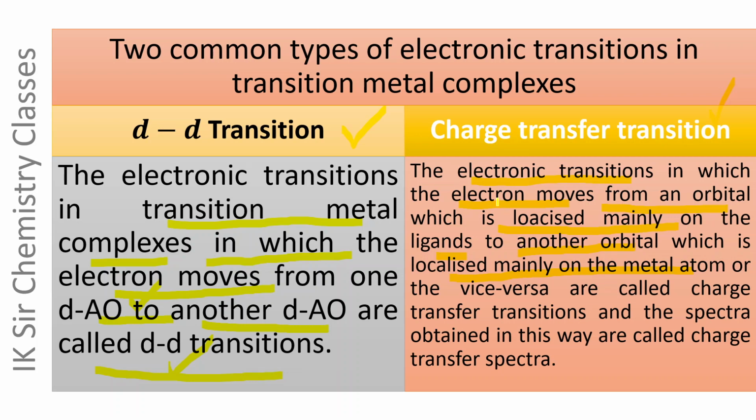Let us see it again. The electronic transitions in which the electron moves from one orbital which is localized mainly on the ligands to another orbital which is localized mainly on the metal atom or vice versa are called charge transfer transitions, and the spectra obtained in this way are called charge transfer spectra.